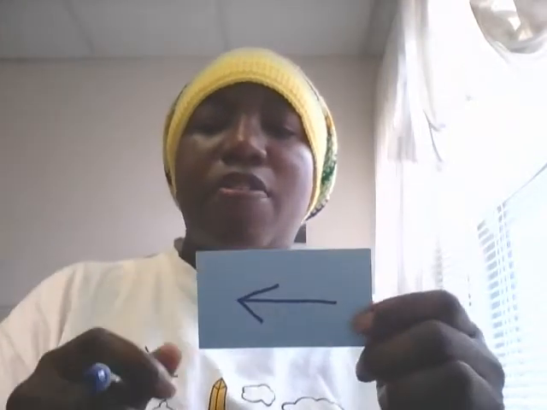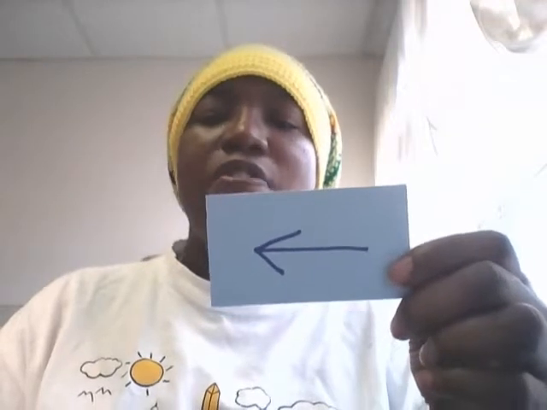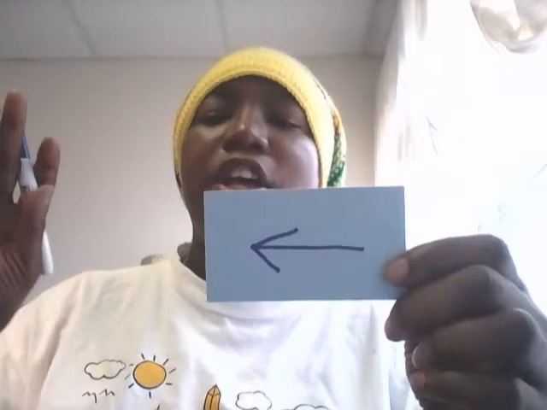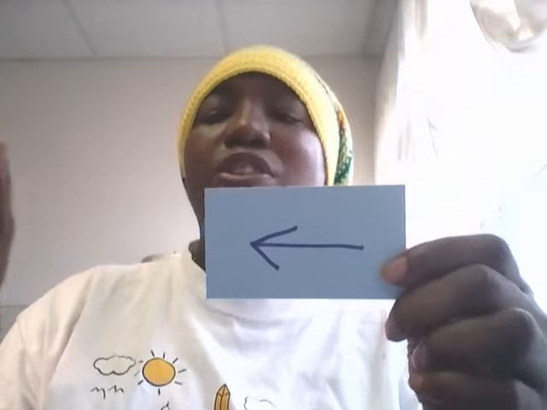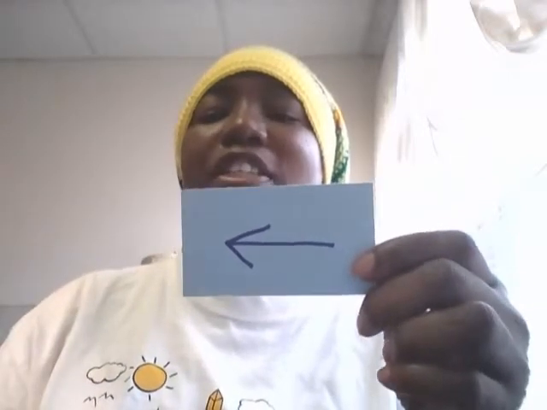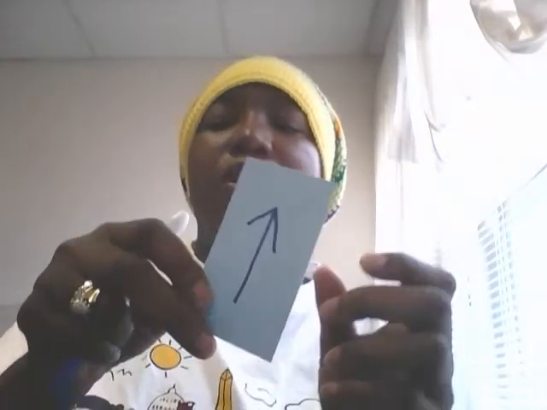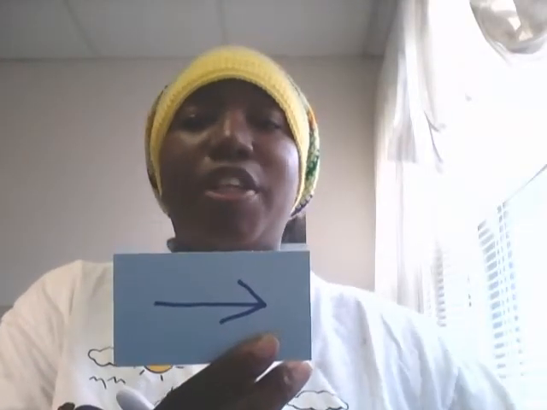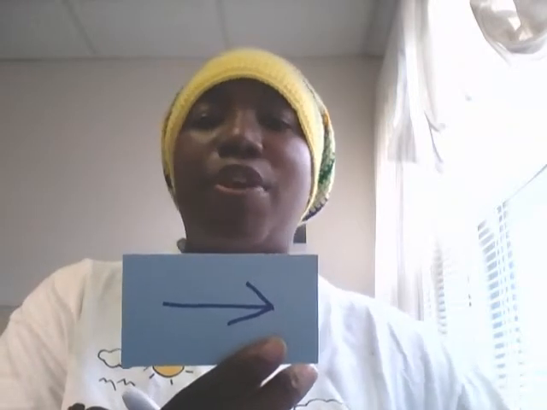Okay, so let me see. Can you see this arrow? So if the arrow is facing the left, which is pointing towards the zero, it's less than. If the arrow is pointing towards the right, which is any number higher than zero, like 10, 11, 12, 100, 1,000, any number, and it's pointing to the right, then that means it's greater than.